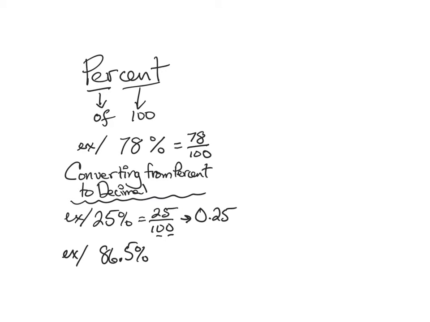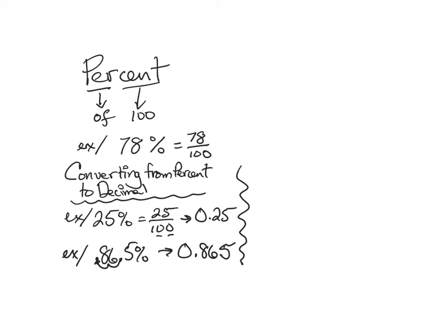If we get into something a little more complicated, like 86.5%, basically, you're doing the same thing. You think of it over 100, or you move the 2 decimal places. So you can also think of it as just going 1, 2 hops of the decimal place. So my answer then would be 0.865. 86.5% is 0.865.